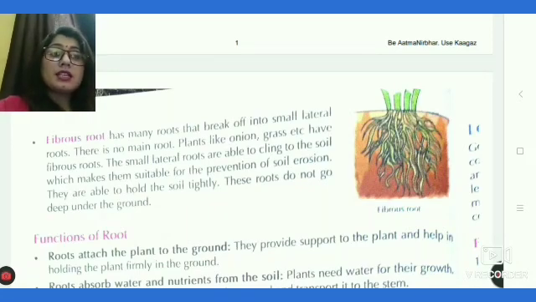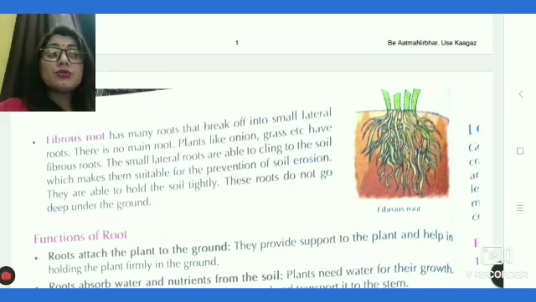All roots are starting from the base of the stem. So there is no main root. Plants like onion, grass, etc. have fibrous root. All these plants have fibrous roots. The small lateral roots are able to cling to the soil, which makes them suitable for the prevention of soil erosion. So here beta, understand this line.